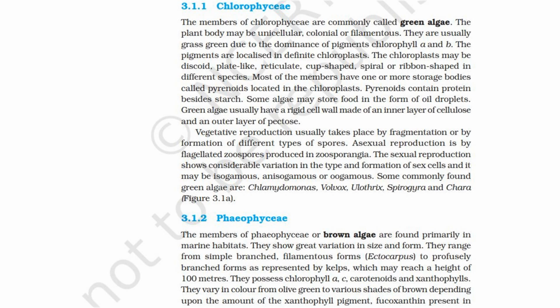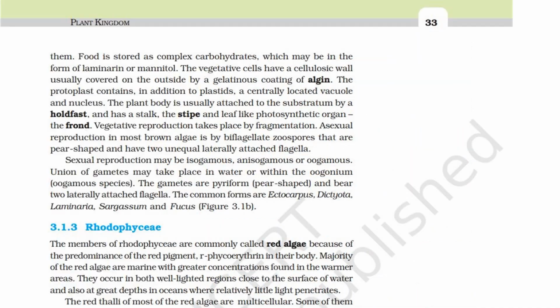They vary in color from olive green to various shades of brown depending upon the amount of the xanthophyll pigment, fucoxanthin, present in them. Food is stored as complex carbohydrates, which may be in the form of laminarin or mannitol. The vegetative cells have a cellulosic wall usually covered on the outside by a gelatinous coating of algin. The protoplast contains, in addition to plastids, a centrally located vacuole and nucleus. The plant body is usually attached to the substratum by a holdfast, and has a stalk, the stipe, and a leaf-like photosynthetic organ, the frond. Vegetative reproduction takes place by fragmentation.